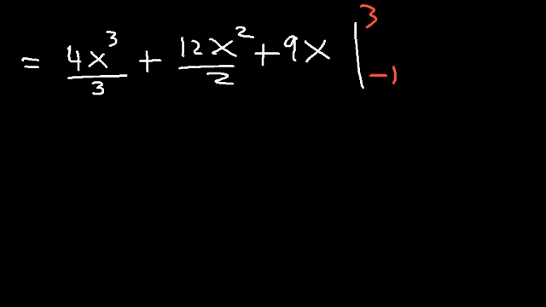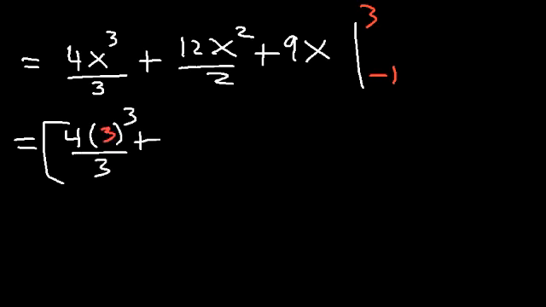So let's plug in the top number first. So this is going to be 4 times 3 to the third power divided by 3. 12 divided by 2 is 6. So we can just replace it with a 6. Then we have 9 times 3.